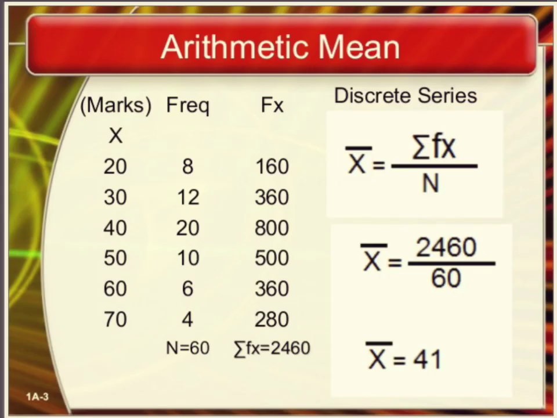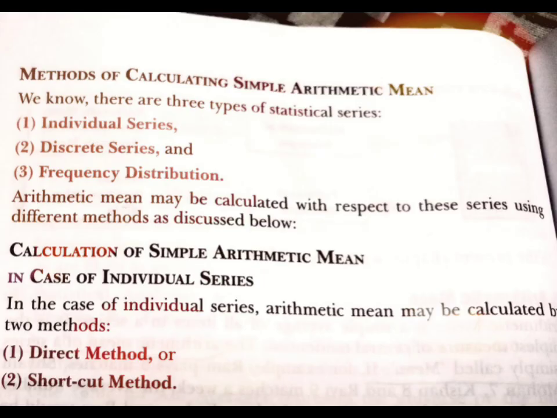Now this is about discrete series. What do you mean by discrete series? Where the frequency is available, or it is also known as frequency array. What you need to do, just multiply the marks with the frequency and you will get the fx, and you have to follow the same procedure of dividing sigma fx upon n. And how will you get fx? By totaling the multiplication you have done, and n equals 60, the total of the frequency.